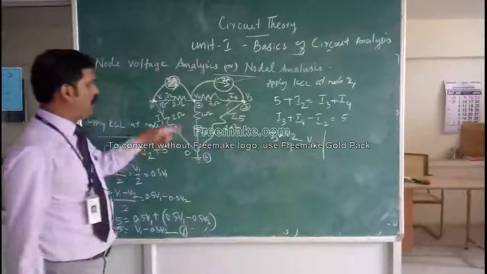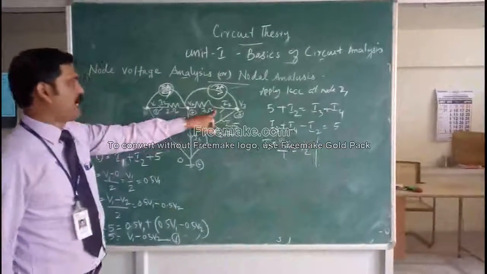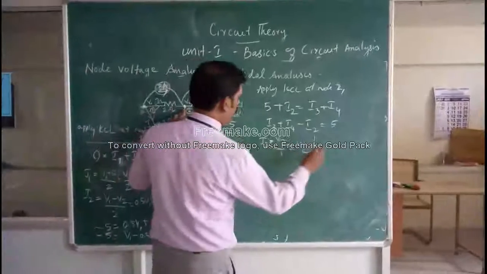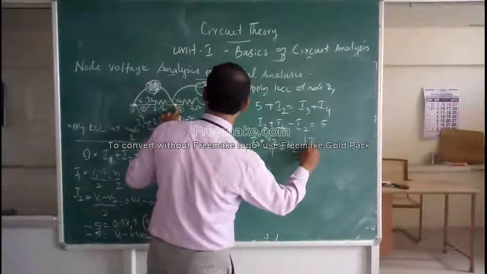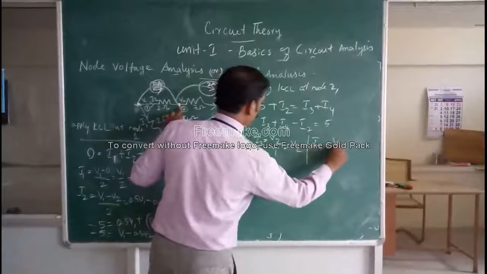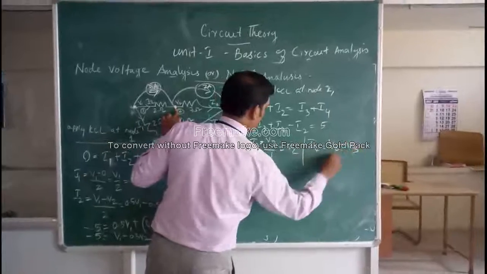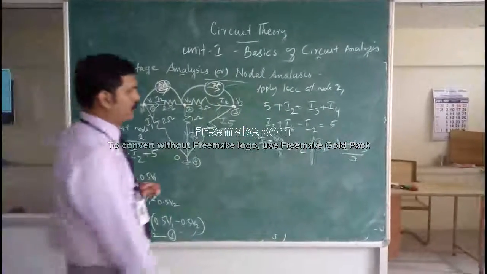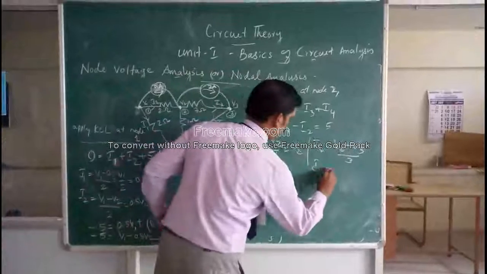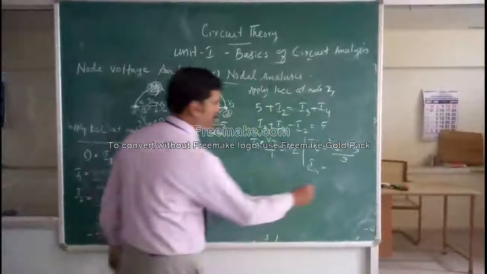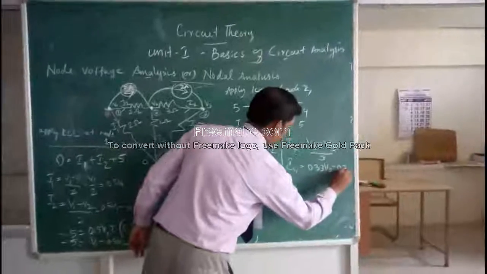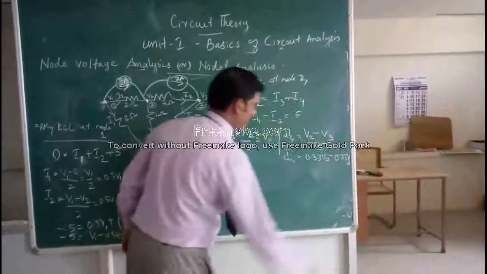Similarly, I want I4. I4 is the current flowing between V2 and V3, so node 2 and 3. So I can have this I4 as V2 minus V3 divided by 3. So you can simplify it. I4 is equal to 1 divided by 3, which is 0.333, so 0.333 V2 minus 0.333 V3.